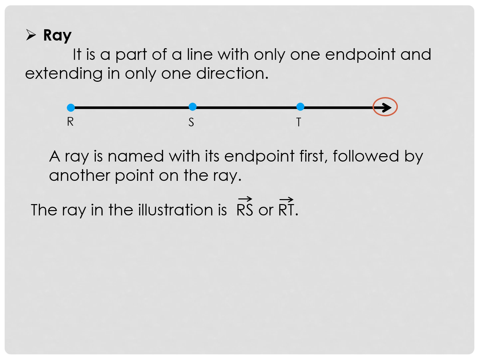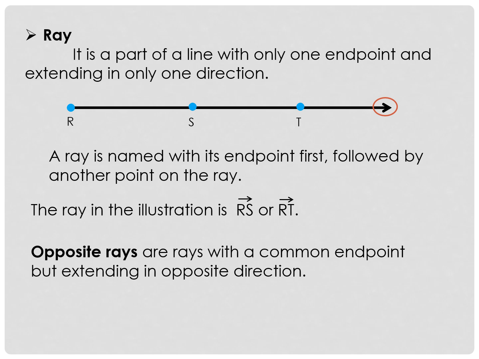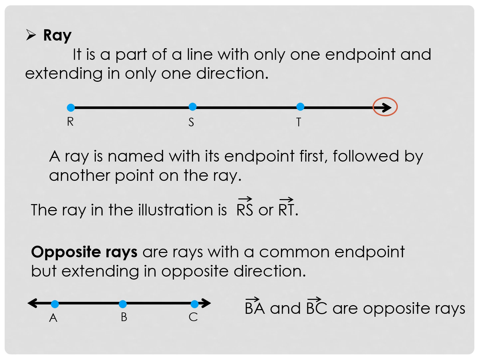Now let's go with opposite rays. Opposite rays are rays with a common endpoint but extending in opposite directions. So from our second illustration, there are 3 points, which are point A, point B, and point C. And from these points, we can name two rays, which are ray BA and ray BC. And from the rays, there is a common point, which is point B. So therefore, ray BA and ray BC are opposite rays.